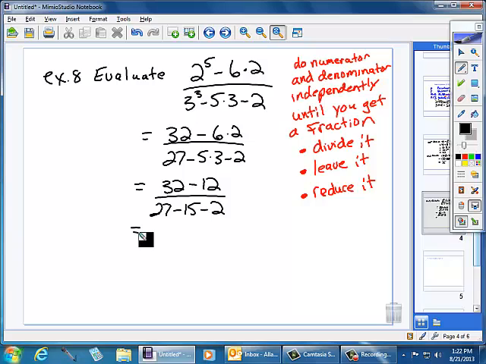Now numerator, what's 32 minus 12? That is 20. And I'll do the whole thing here. We just have both subtractions, so you go left to right, and you have to go left to right here. Alright, so 27 minus 15 is 12. 12 minus 2 is 10. And 20, that works, so I'm actually going to divide that out. 20 divided by 10 is 2.